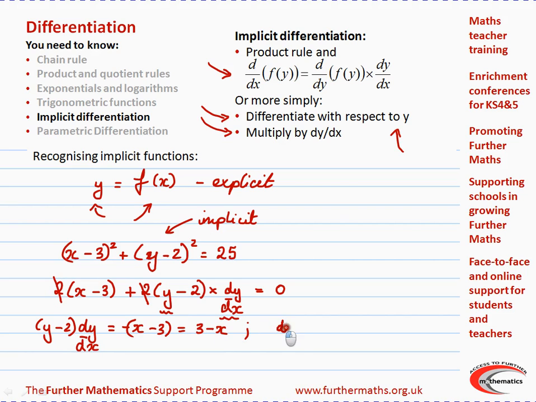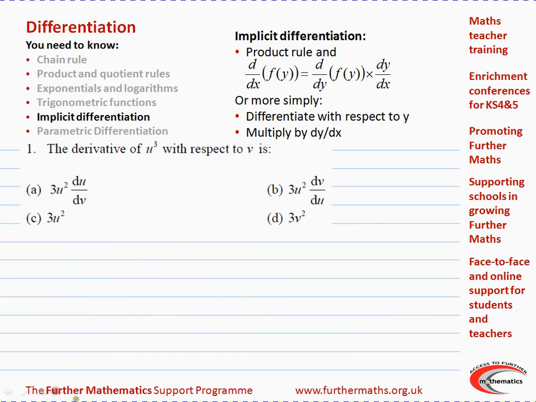So we can divide through by y minus 2 and get dy by dx is 3 minus x over y minus 2. And then if we knew a point on the circle, we could then substitute the x and y coordinates in there and get the gradient at that particular point. So let's take a little look at some questions on this.